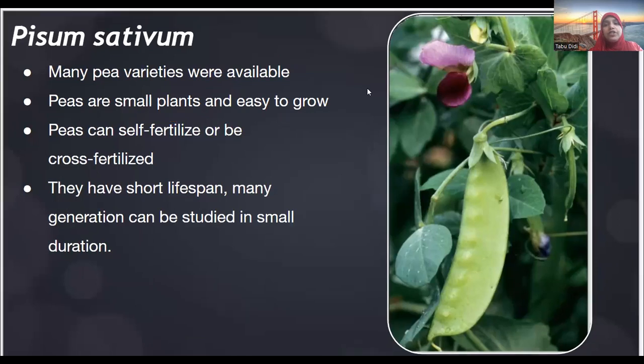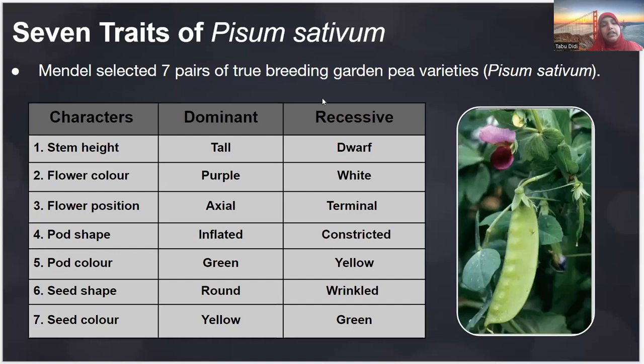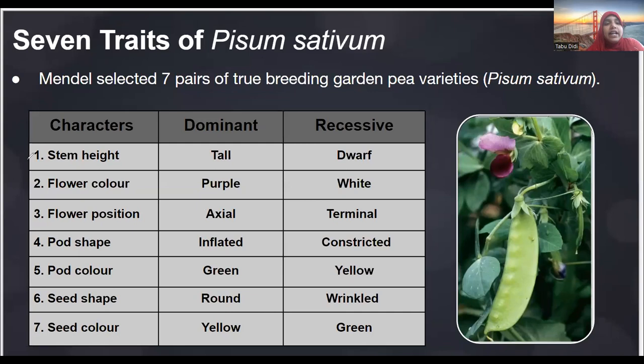We will just see the 7 contrasting traits, the selected characters that Mendel focused on. He chose this pea plant because of these 7 traits, characters or varieties of the pea plant.